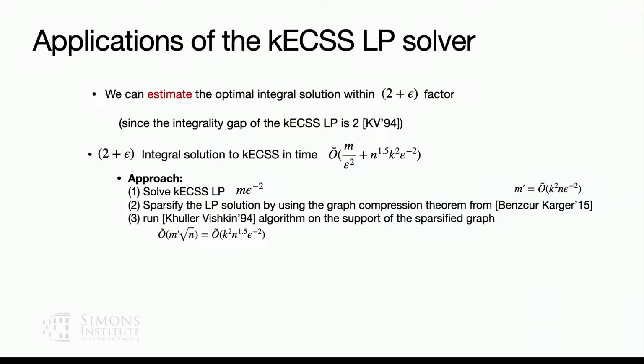But the key approach here, we follow the standard template that is also outlined in other works. We solve the k-ECSS LP up to 1 plus epsilon accuracy, and we specify the LP solution using some form of graph compression theorem from Benczúr-Karger, and we show that we can specify the graph so that the number of edges is of the form k squared n epsilon to the minus 2. Then we run the combinatorial algorithm by Khuller-Vishkin on the support of the specified graph, and hence we get this kind of running time.